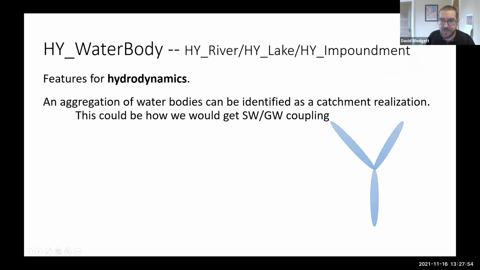So that gets us to water bodies. And there's, I don't go into it here, but there's a partner class in HY Features for channels, essentially. So there's a wet part and a dry part. You might have a channel that has geometry. You might have a water body that has properties like depth. The channel doesn't have a property of depth. The water body does. So a water body is a thing like a river, lake, or an impoundment. And an aggregation of water bodies can be identified actually as a realization of a catchment.